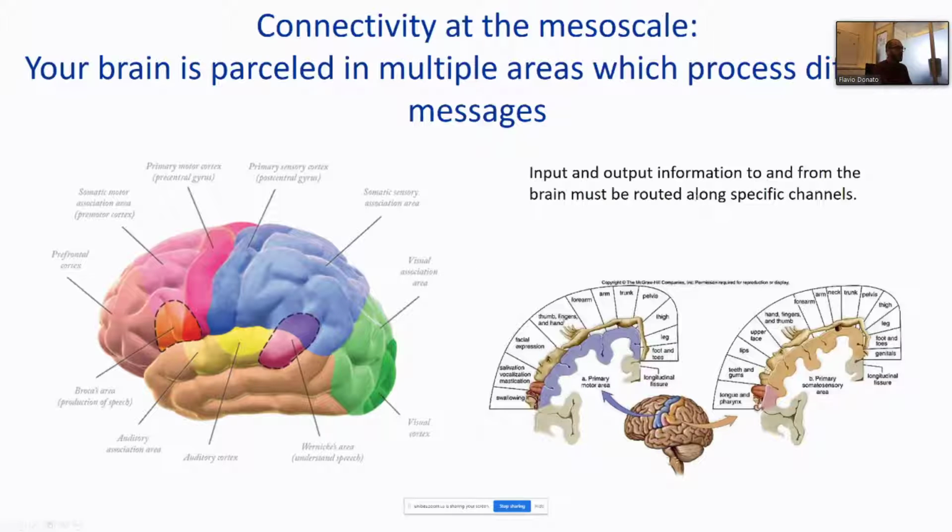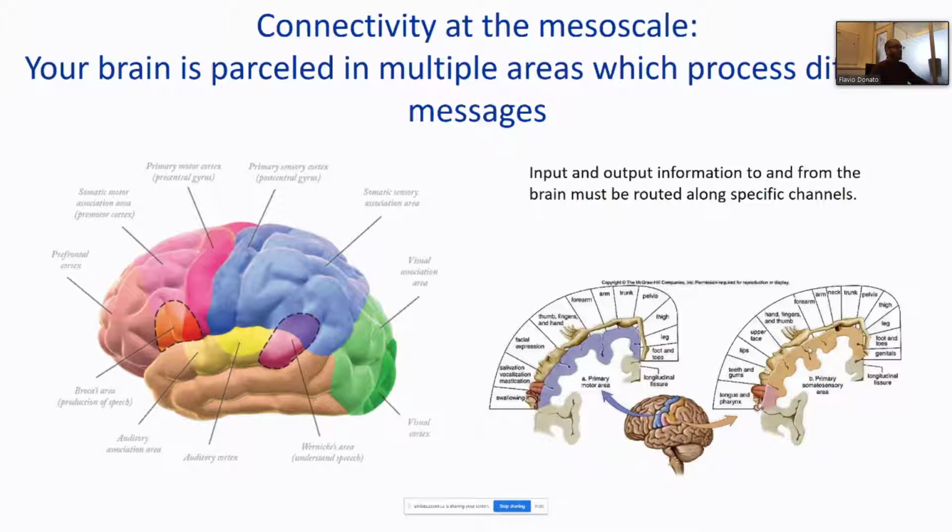So again, I don't want you to think that you have a homunculus, as this is called, in your brain that does this in an exclusive way, but information is processed mostly in a way that is extremely precise and is represented in specific areas of the brain.